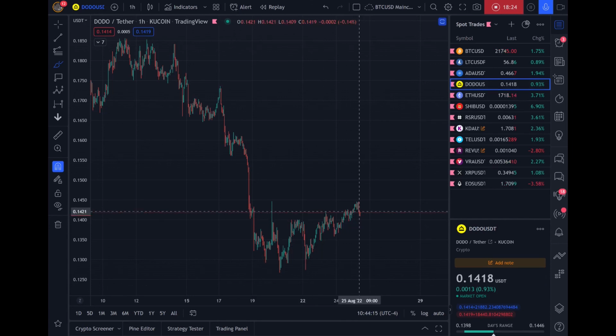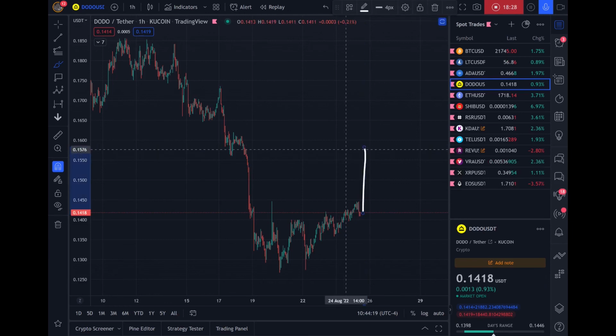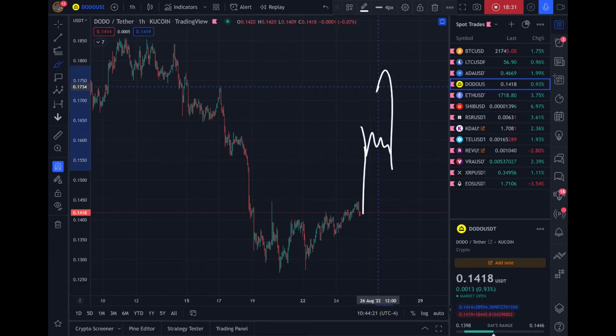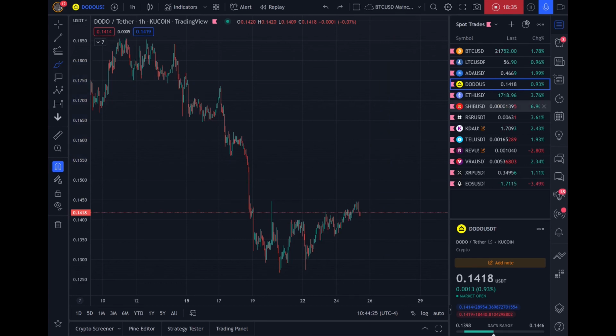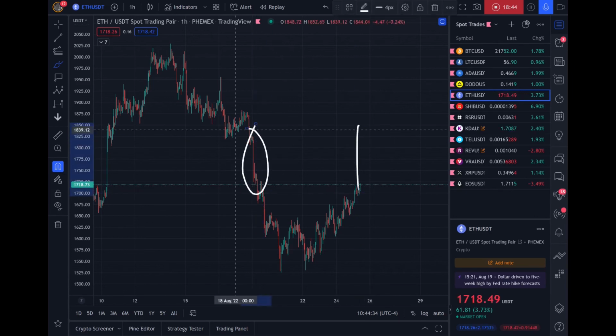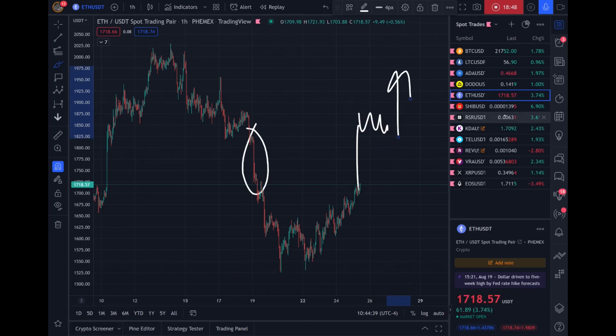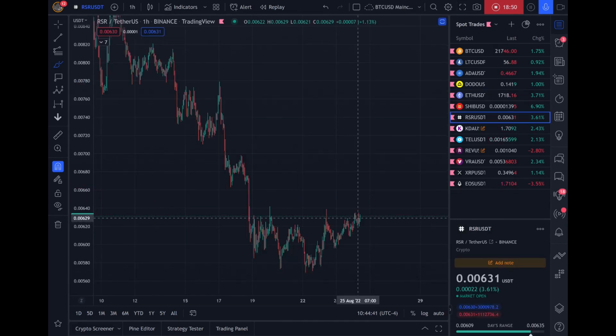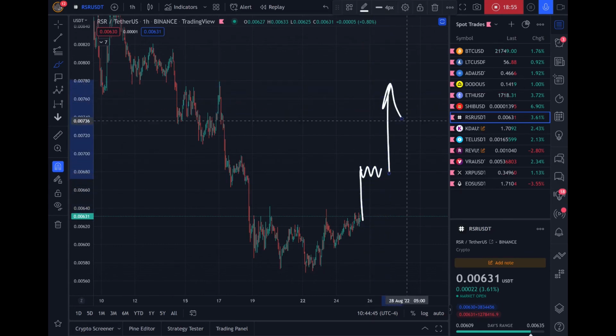Let's see. Dodo, same thing. Expect the first move to be up around this level, some consolidation, and then continuation. I don't write the rules. These breakouts are happening. Ethereum, same thing. Next target around here, 1861. Fill this imbalance, consolidate, keep going. Next 3 to 5 days. Same thing with Reserve Rights. Fill this space, consolidate, keep going.